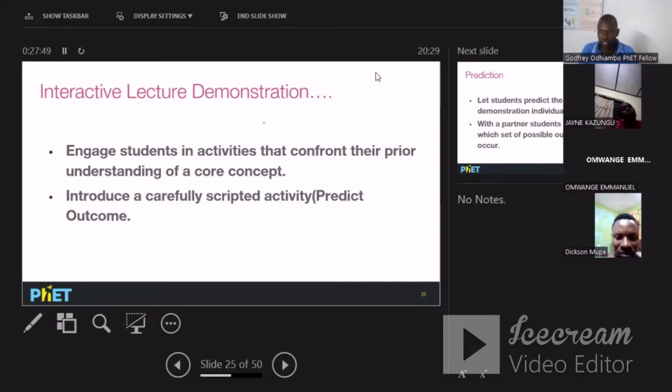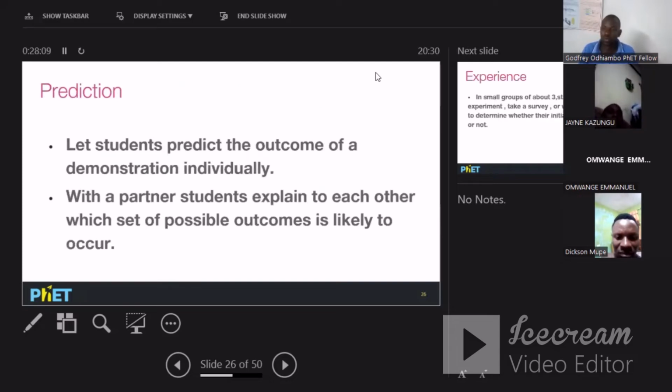Now, the students engage with activities that confront their prior understanding of a concept. Also, it introduces a carefully scripted activity, that is, predict an outcome. So the students will predict an outcome, and in the next slide, we look at that. In the prediction part, the students are led to predict the outcome of a demonstration individually. Then in pairs, the students explain to each other which set of possible outcomes is likely to occur.